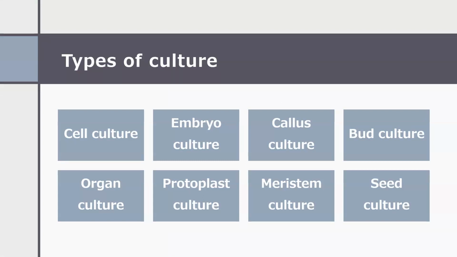Different types of plant tissue culture include single cell or cell suspension culture, embryo culture, callus culture, bud culture, organ culture, protoplast culture, meristem culture, and seed culture. Plant tissue culture is a valuable tool for studying morphogenesis, cell signaling, physiology, and molecular biology, as well as biotechnology-assisted crop improvement. The impact of plant tissue culture technology on agricultural biotechnology is enormous.